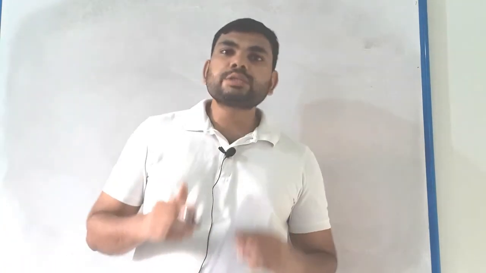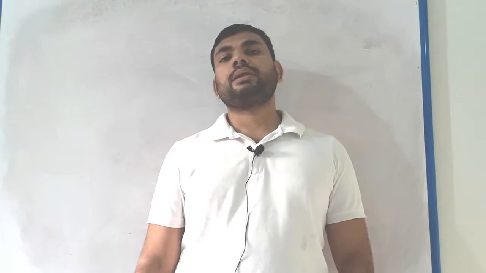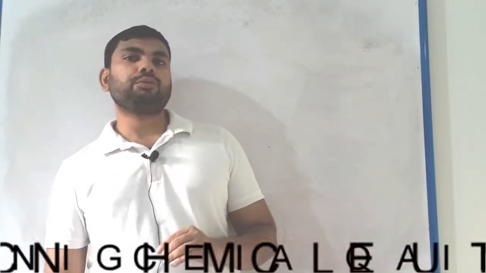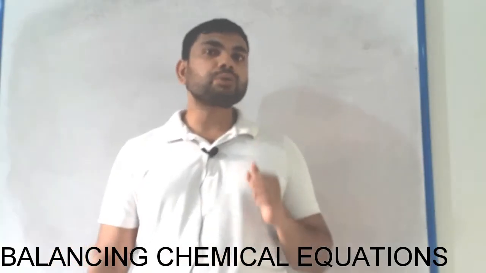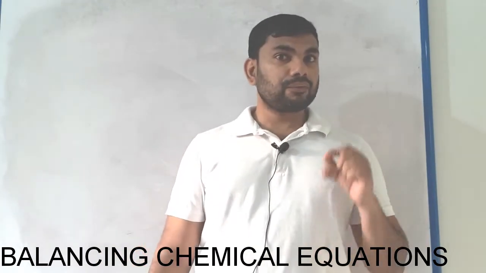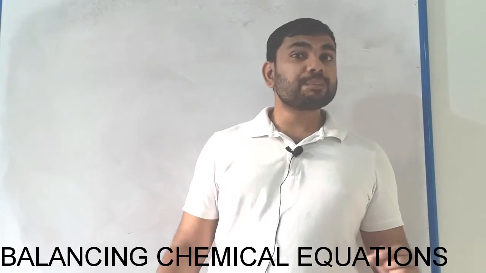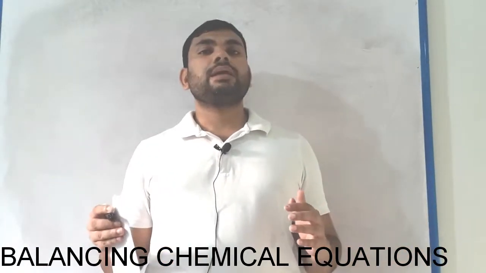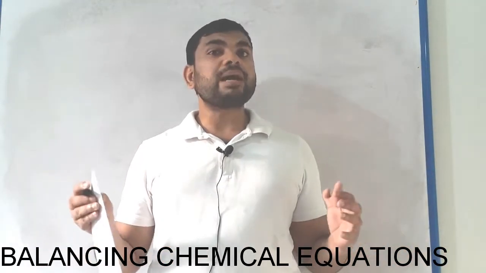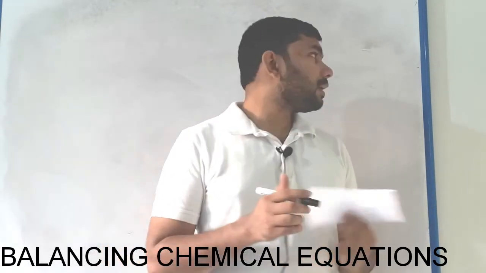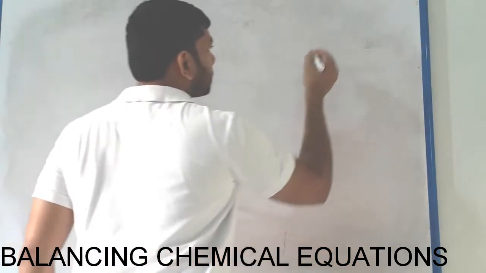Hi, in this video we are going to discuss how to balance a chemical equation. Here, first you have to know some basic terms. First one, radicals. Radicals mean a group of atoms with a charge. See here some examples of radicals.